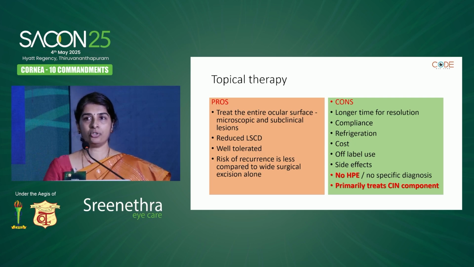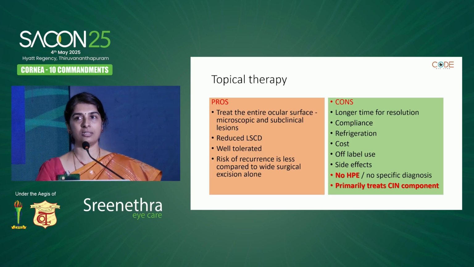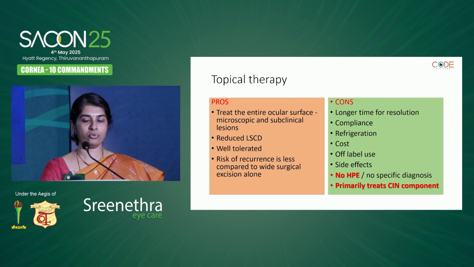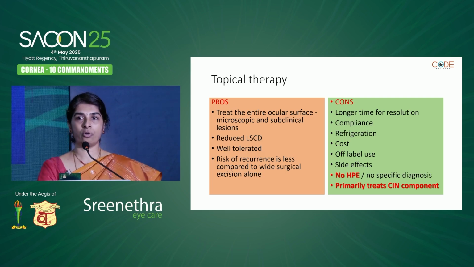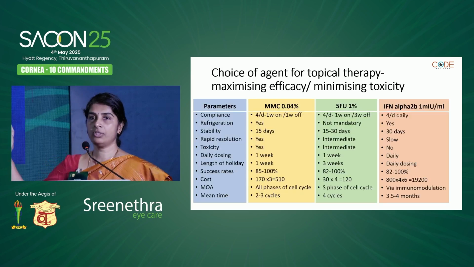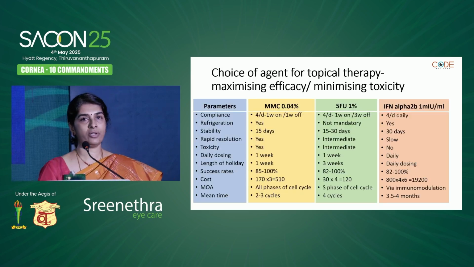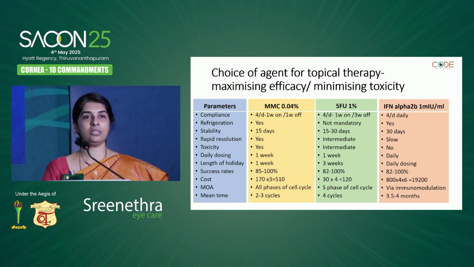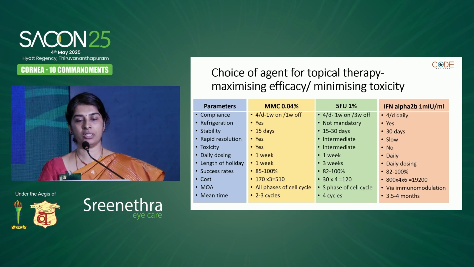But the biggest issue with topical therapy is that you do not have a histopathological diagnosis that you can get in a surgical treatment, and therefore you do not have a specific diagnosis, and it primarily treats the intraepithelial neoplasia component and not the squamous cell carcinoma component. We have 3 choices: mitomycin C, 5-FU and interferon alpha. And this is a table that captures the parameters related to each one of these medications.